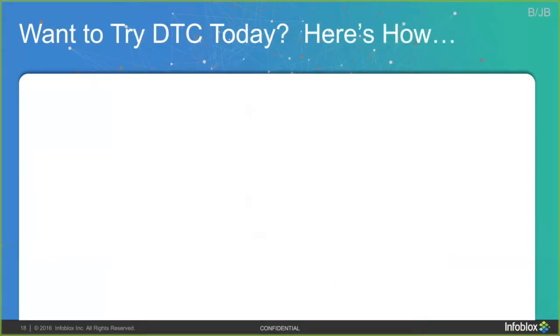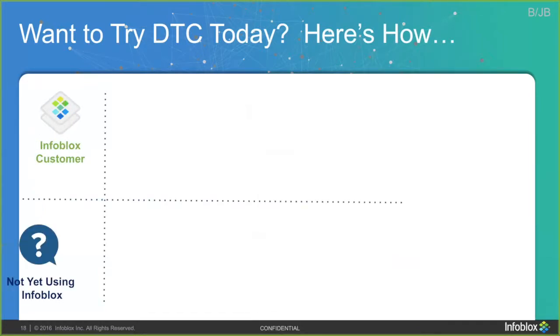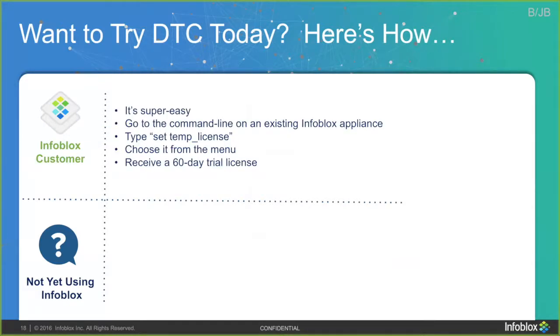Yeah. And Bob, so as far as wanting to try out DTC, I don't know if you had any comments you wanted to open this one up with. Yeah, it's really simple to do. It's super easy, right? If you already are an Infoblox customer, all you have to do is go to the command line on an existing Infoblox appliance and type in set temp license, as you see it there, and then pick it from the menu, and it's just that fast and easy.